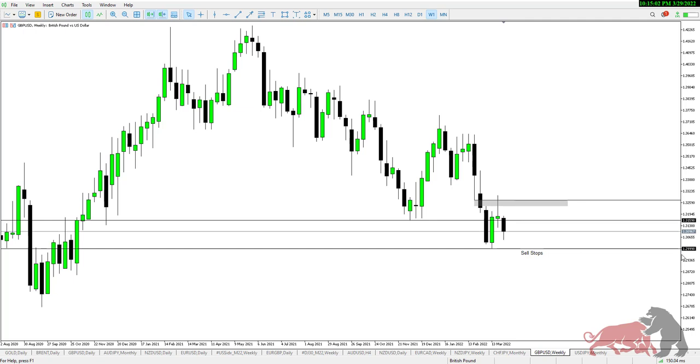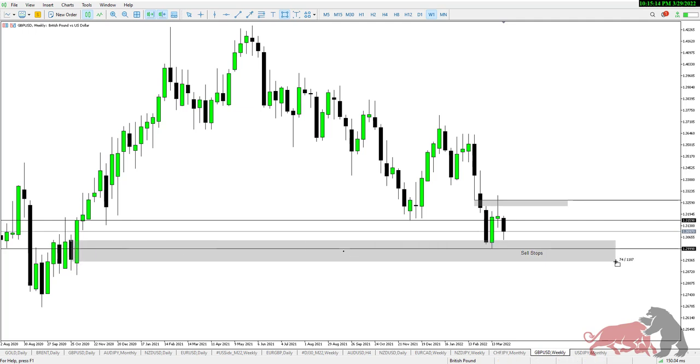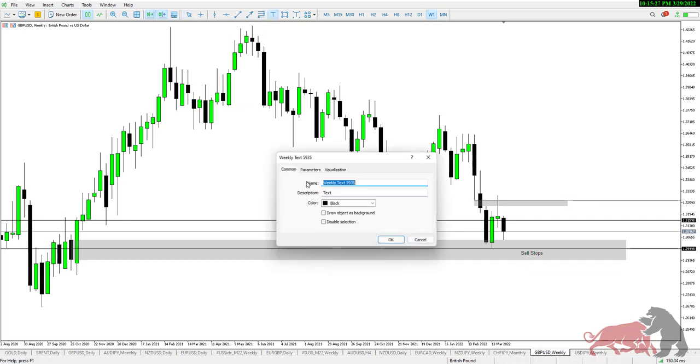You can see where 1.2999 is coming in right at almost the equilibrium point of this bullish order block. You see, now we are on the weekly chart. See, we've got a bullish order block there, and those sell stops are right inside that weekly bullish order block.